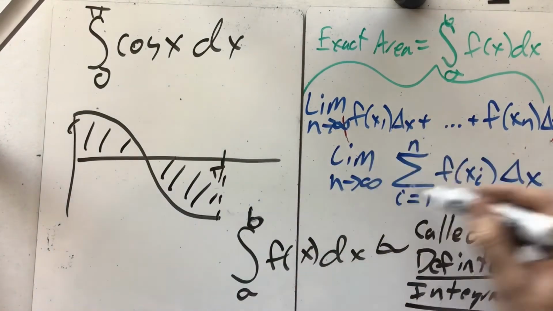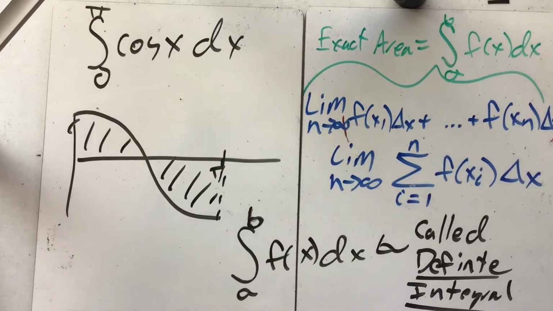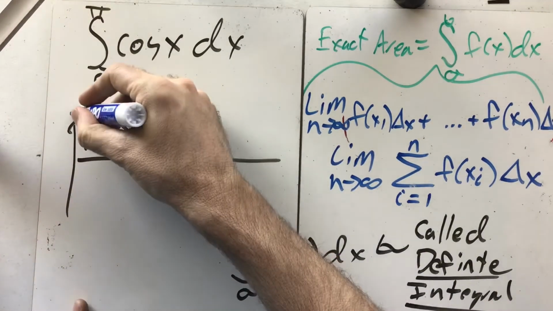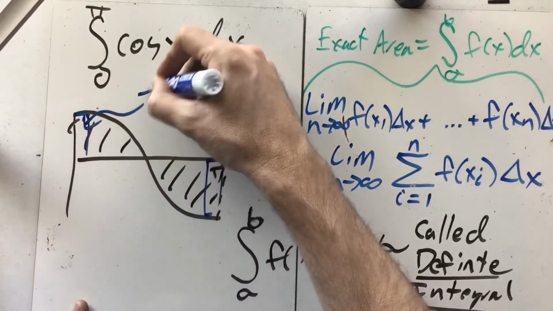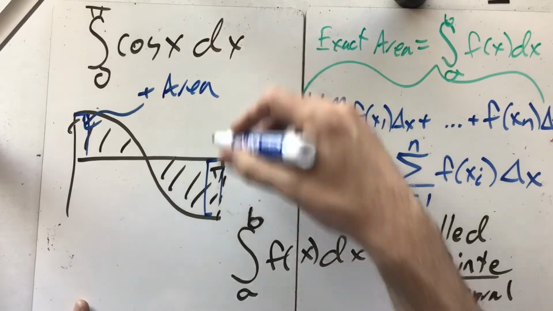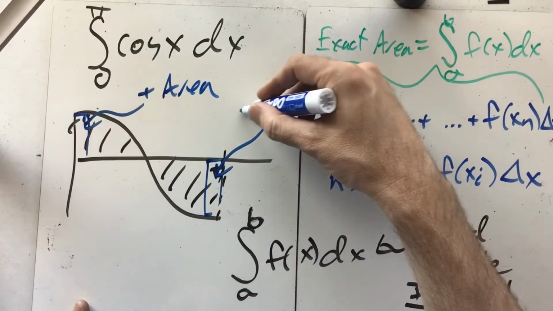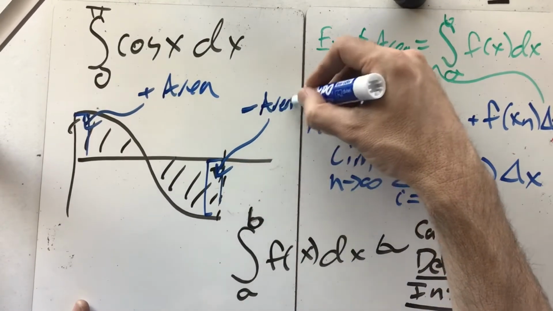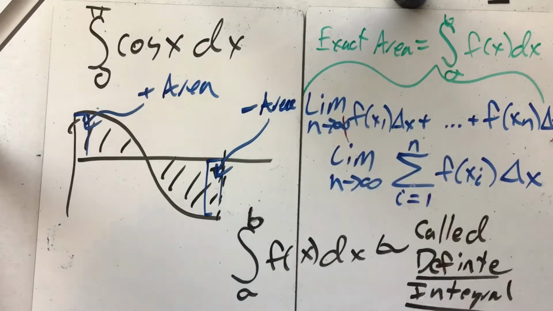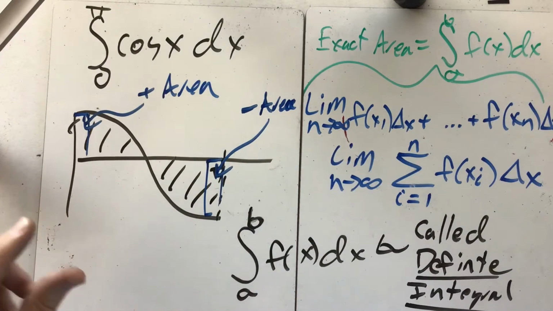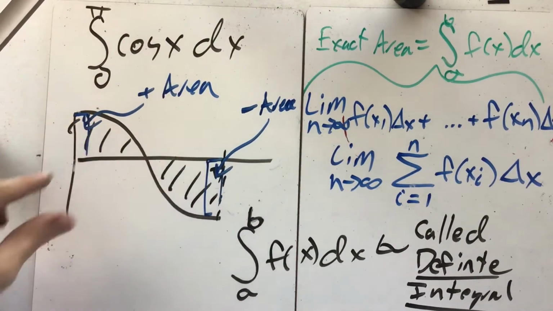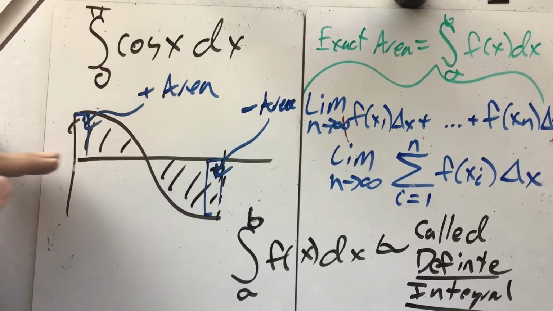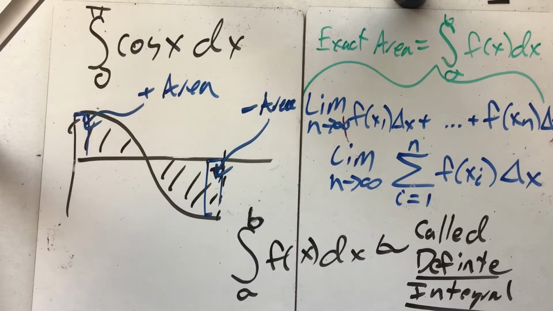Well, what is this problem going to do? It's going to draw a bunch of rectangles. But notice these rectangles are going to have positive area. But what about this rectangle here? This rectangle here will have negative area. And it's important that when we think of the integral, we can think of it as area, but areas above the x-axis are considered positive, and areas below the x-axis are considered negative. And the x-axis is always that baseline that we compare everything to.